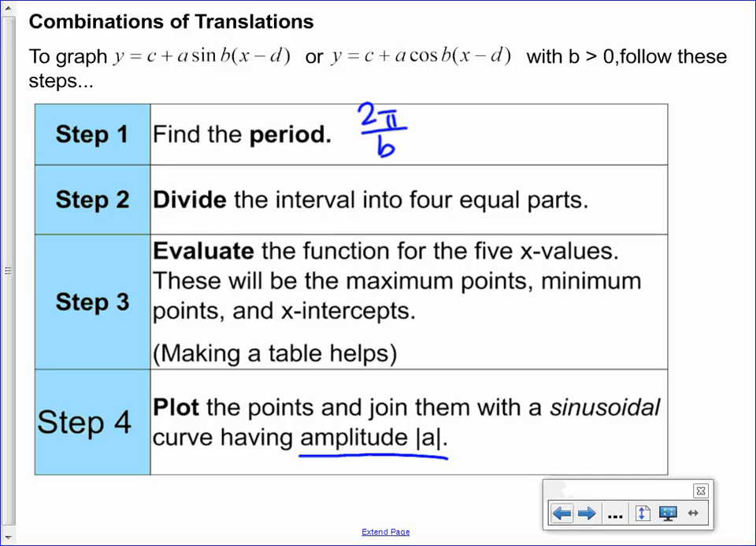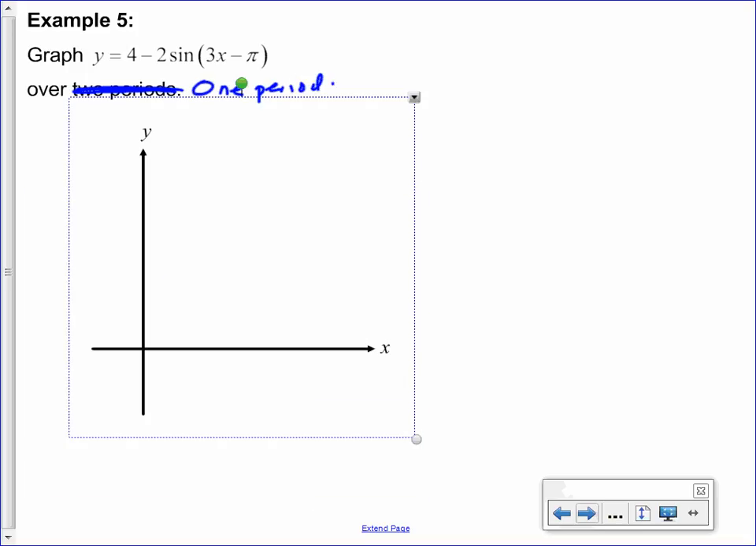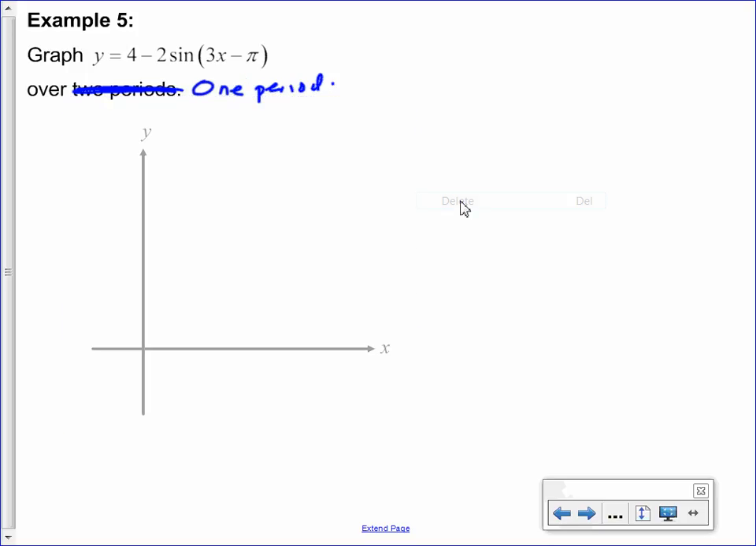All right, last one. I know it says 2 periods, but since you've been so good, we'll do 1. Okay? I'm going to just ignore this. Delete. Yeah, let's just ignore that. Here we go. You can use it if you want to.